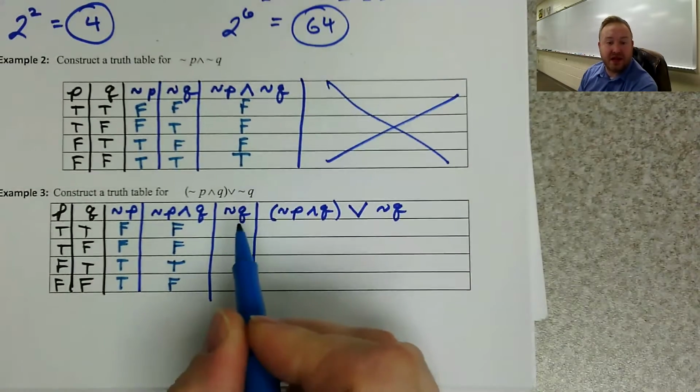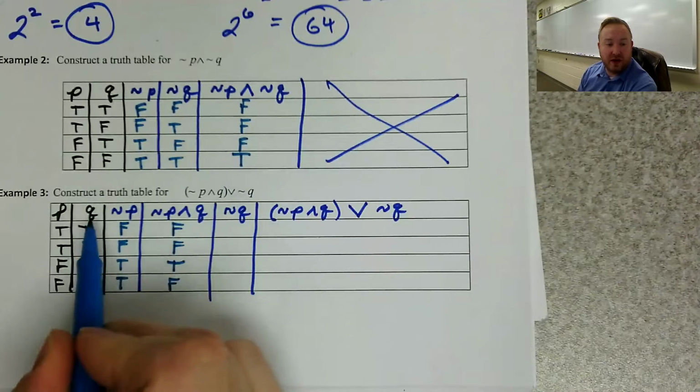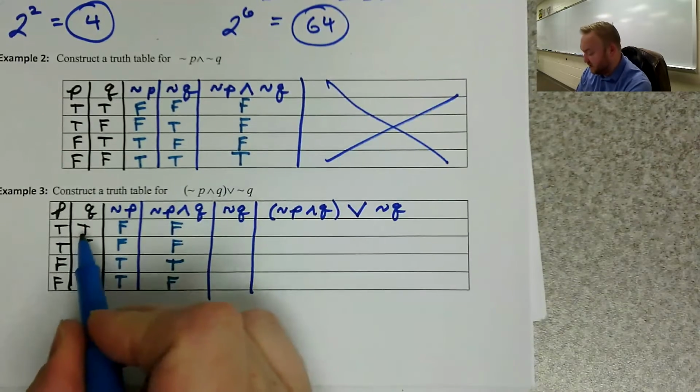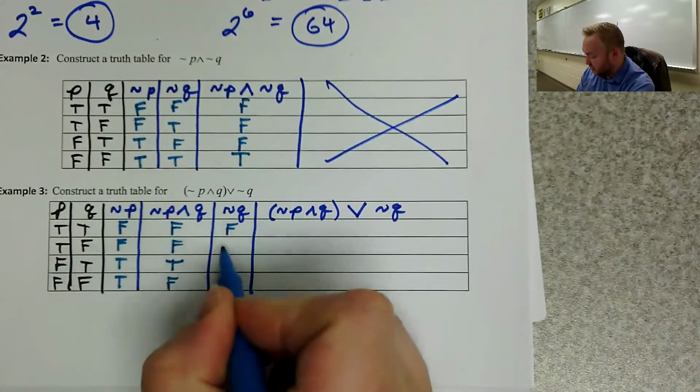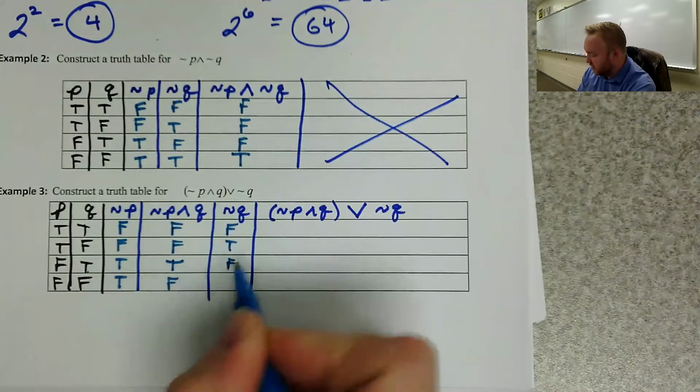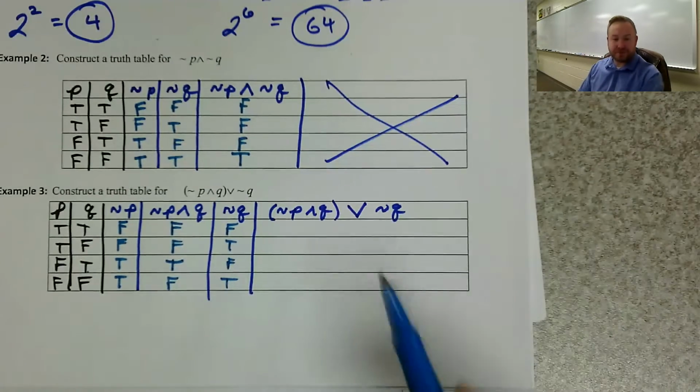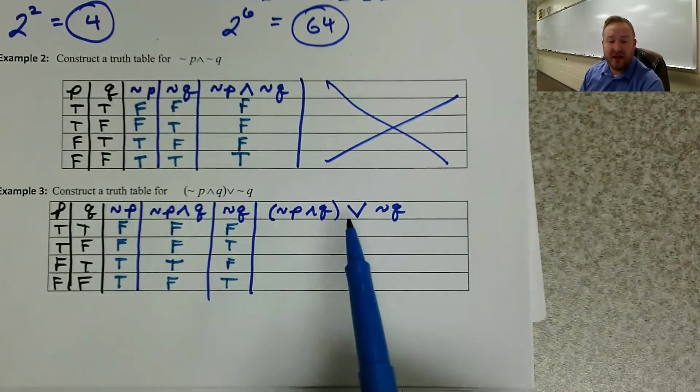Okay, now in my next column, I'm doing not Q. So I'm going to go down the Q column and just do the opposite. If I see a true, I'll put a false. False becomes true. True becomes false. False becomes true. And now we're ready to do our final disjunction.